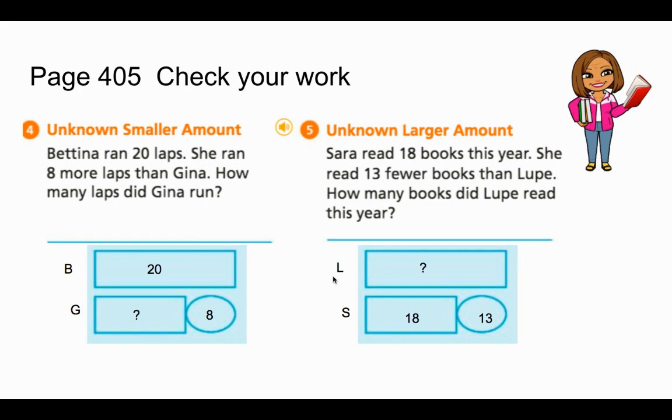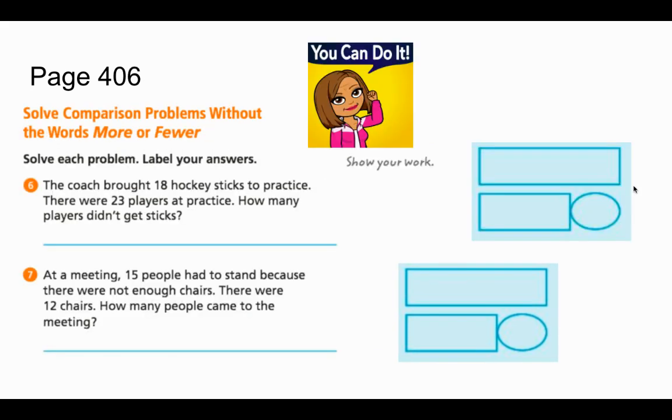All right, we don't know what Lupe read, but Sarah read 18. If we add 18 plus 13, we will get, what is it, third graders? 10 plus 10 plus 10 is 31. Awesome job, third graders. All right, let's go to page 406.